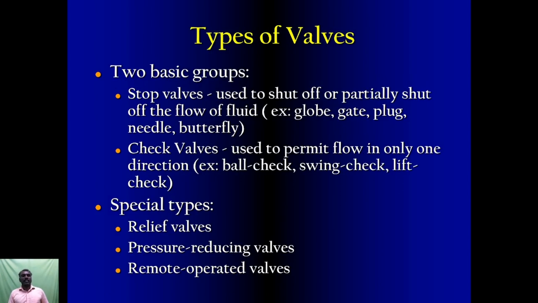Types of valves. Two basic types: stop valve. Stop valve is used to shut off or partially shut off the fluid flow. Example: globe, gate, plug valve, needle valve and butterfly valve. Next, second category is check valves, used to permit flow in only one direction. Example: ball check valve, swing check valve, lift check valve. Special types: we have three special types: relief valves, pressure reducing valves, remote operated valves.